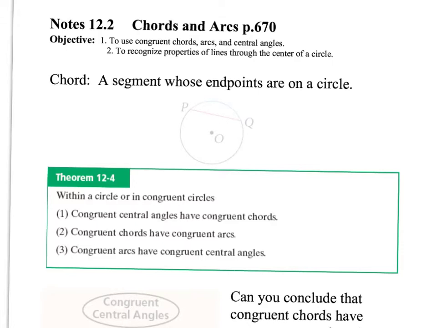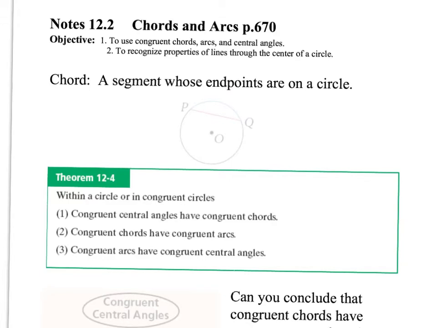Hopefully you guys have heard of the word chord before. It's a segment whose endpoints are on a circle. Diameter is a chord. It's actually the longest chord in a circle, so that is a chord. And the PQ listed right here is also a chord. Okay, so just so you know when we're referring to chords, what exactly we're referring to in the picture.